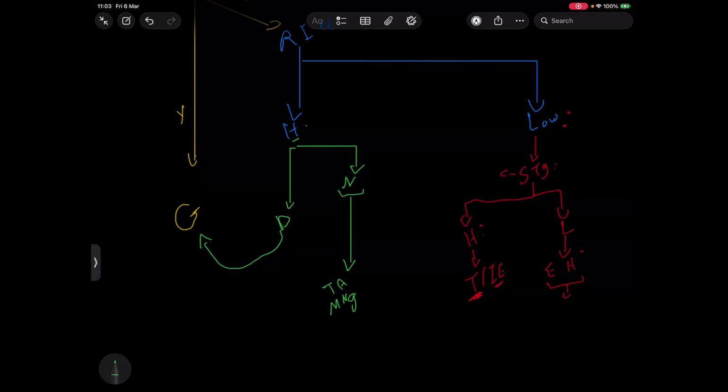So if TSH is low, what this is telling you is that the thyroid is high. Primary. Then you think about primary. Okay, let me give you this point.